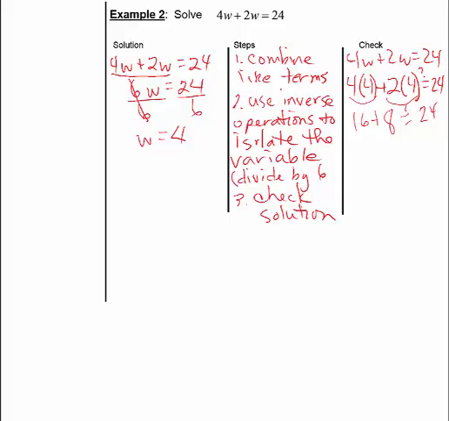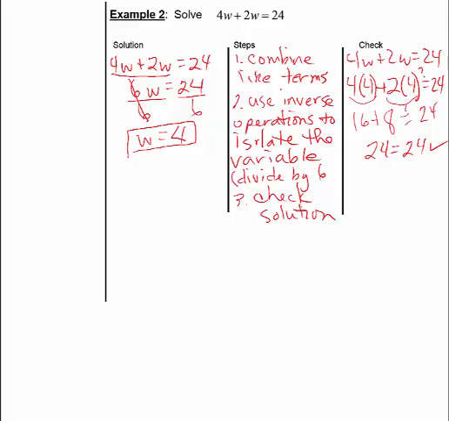Note, I'm doing nothing to the 24 side. There's nothing over there, so you just leave it alone. Working on the left. 16 plus 8 gives us 24, which does equal 24, so that checks. So w equal to 4 is our solution. So we've done just 2 examples.